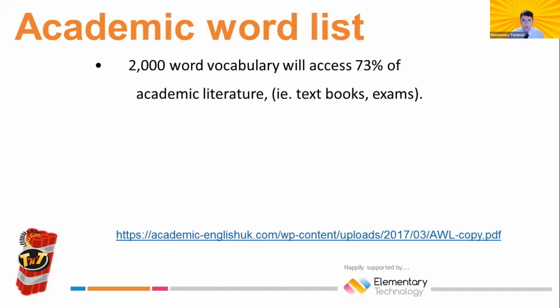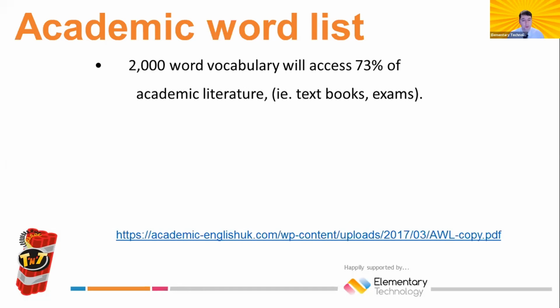There's another great study that shows the importance of this in the academic literature. If you have a 2,000 word vocabulary, which is slightly on the smaller side, they compared the first 2,000 words that people tend to learn, and they looked at textbooks, exams, all academic literature, and said actually with those 2,000 words you would only access about 73% of academic literature. So over a quarter of it you don't know what it's saying, and it doesn't have to be the whole sentence. If there's one word in a question and you don't know what that is, you can't answer that question at all.